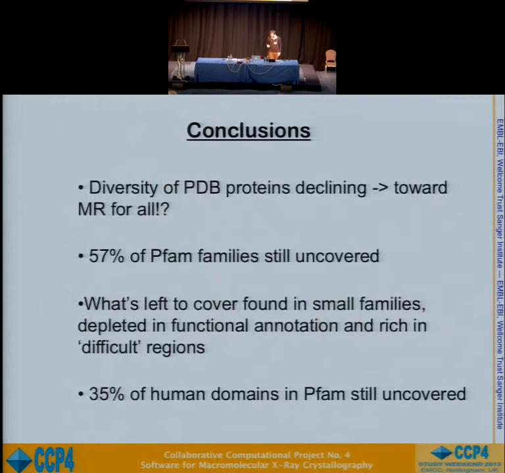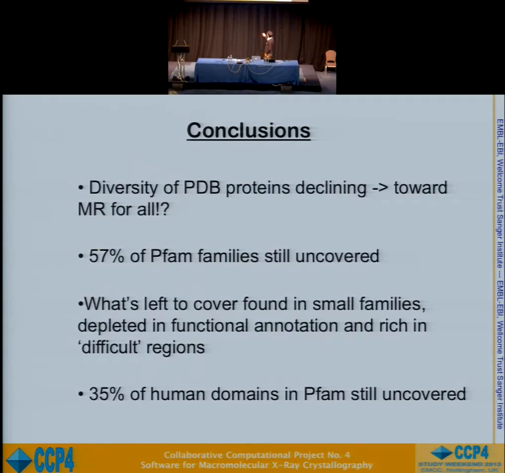So let me conclude by saying, first, diversity of PDB proteins is declining. Over the years, we've seen there are less and less new structures for new proteins that are not homologous to proteins that were already in PDB. So the question is, are we going towards molecular replacement for all? Not because we are covering the entire sequence space and entire fold space, but because maybe we have covered the vast majority of the families we are really interested in.